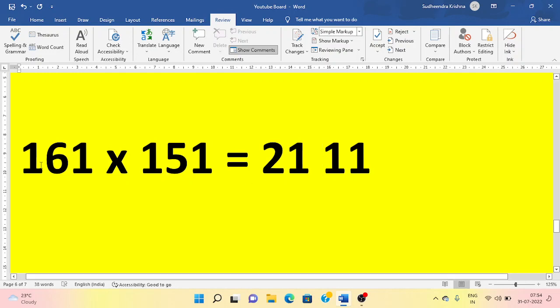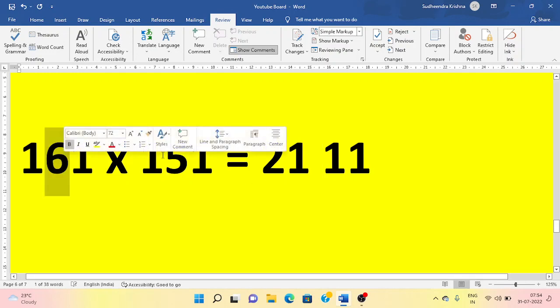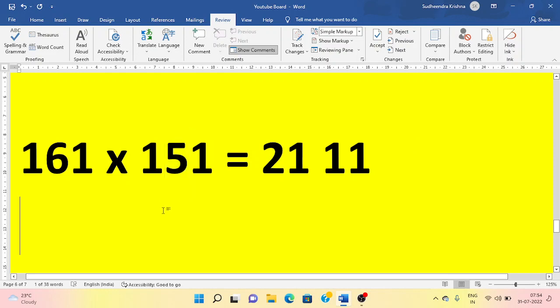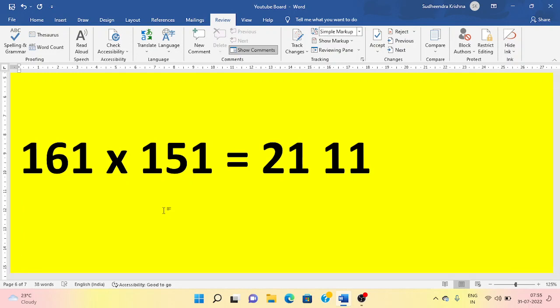Now to get the middle portion of the answer, you multiply 6 and 5. 6 5s are 30. To this 30 you add 2. So 30 plus 2 is 32. 32 plus 1 carry will give you 33. 33 is again a 2-digit number. You cannot take a 2-digit number. So out of 33 you take 3 and you carry over 3 to the leftmost number.